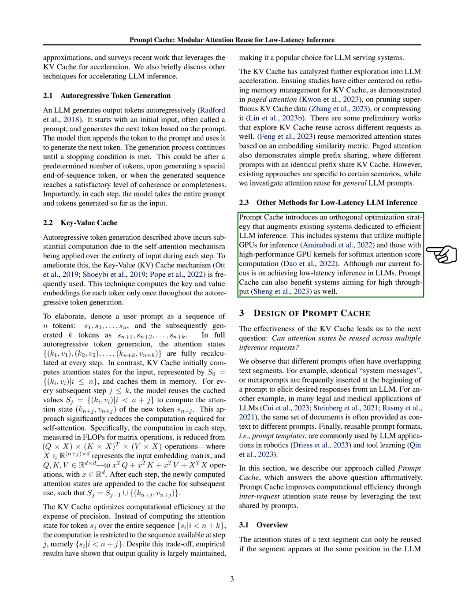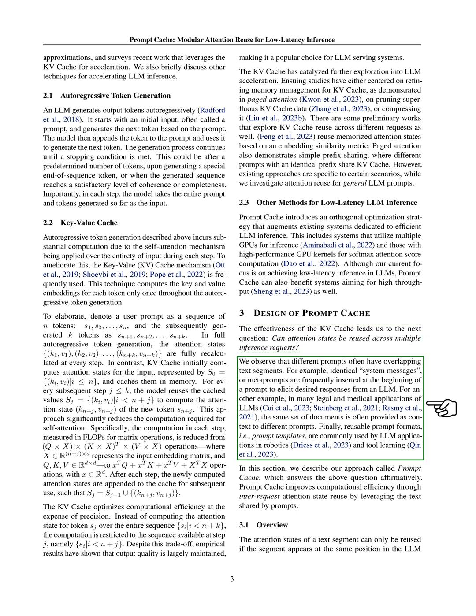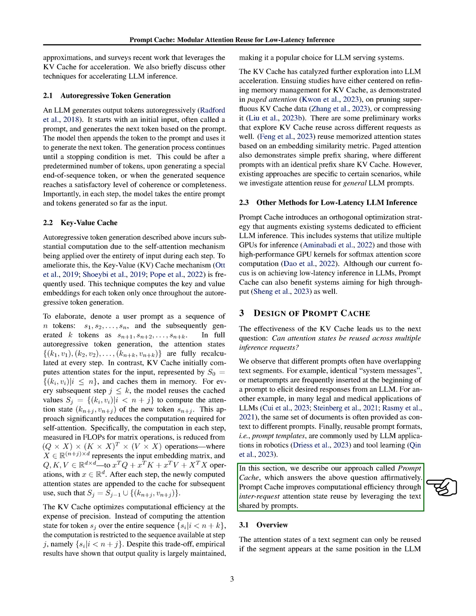The success of the KV cache led us to ask, can attention states be reused across multiple inference requests? We noticed that different prompts often have overlapping text segments. For instance, the same system messages or metaprompts are often inserted at the beginning of a prompt to elicit desired responses from an LLM. In many legal and medical applications of LLMs, the same set of documents is often provided as context to different prompts. And in robotics and tool learning applications, reusable prompt formats or templates are commonly used. This observation led us to develop prompt cache, a method that improves computational efficiency by reusing attention states across multiple requests. This is done by taking advantage of the text shared by prompts.